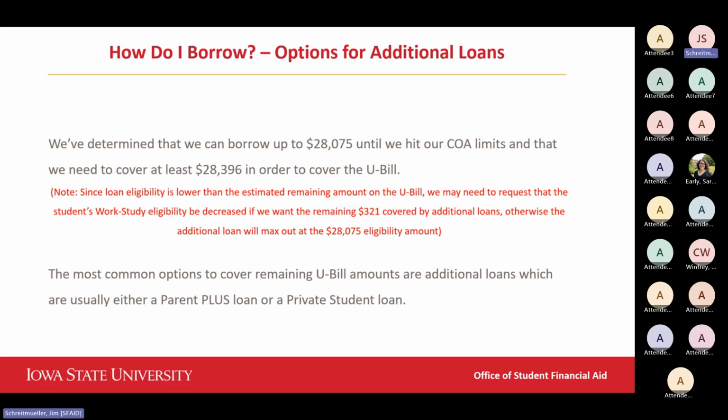But yeah, the most common options to cover the remaining U-bill amounts are additional loans, which are usually either through a Parent Plus loan or a private student loan. So we're going to kind of talk about those additional loan options now.